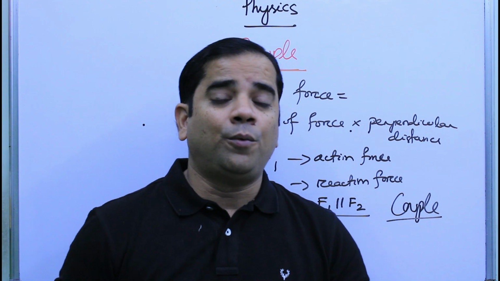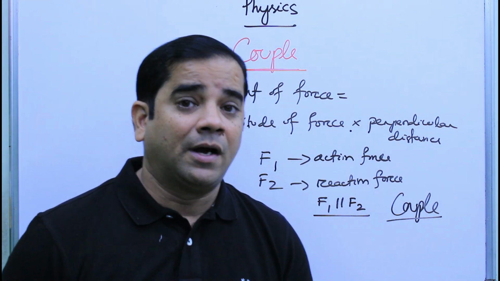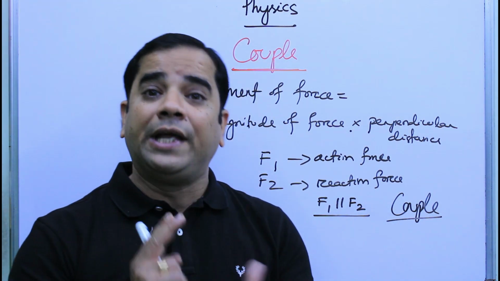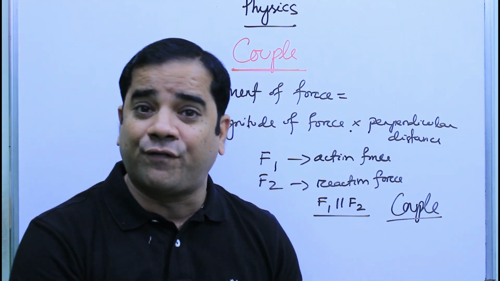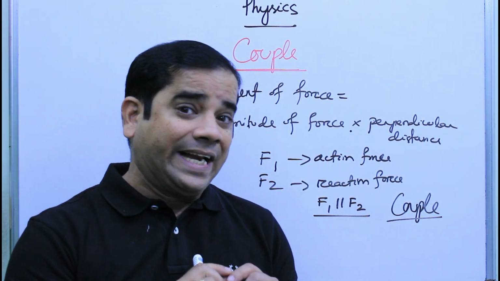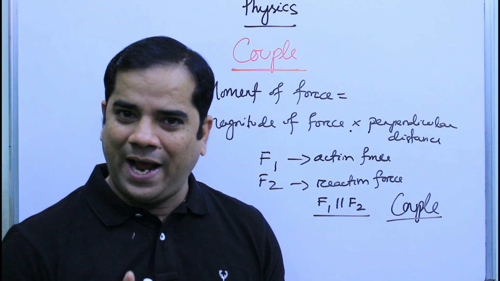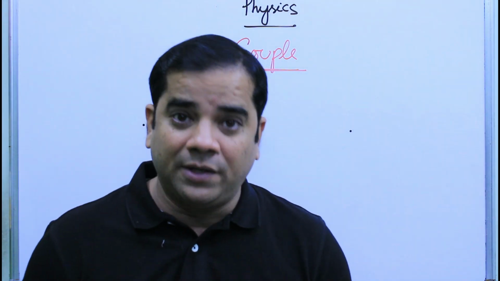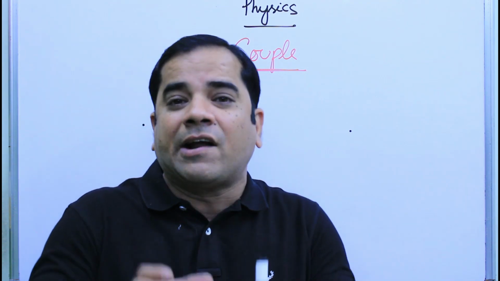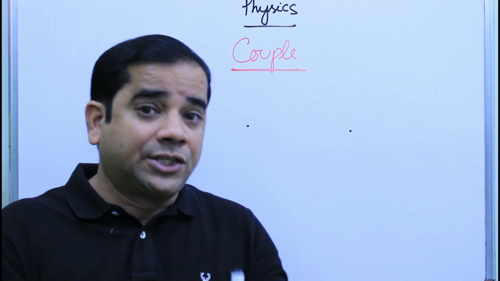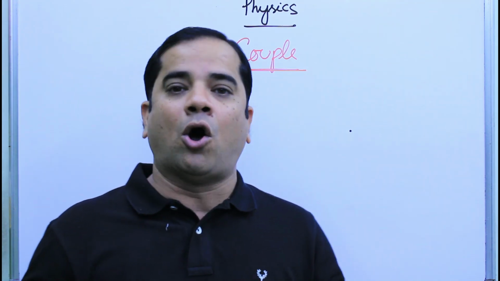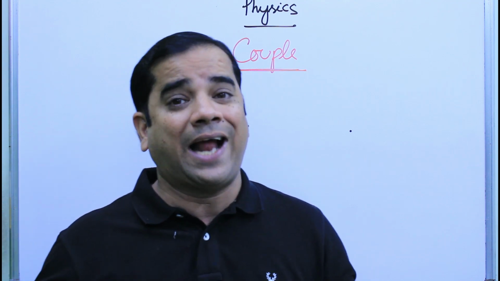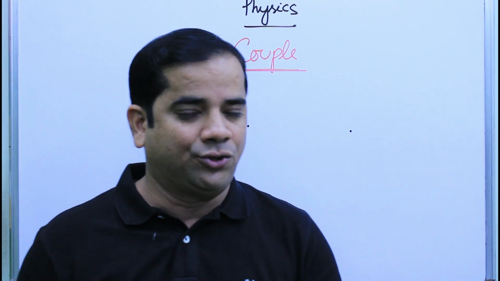Okay, so how can we define couple then? A couple can be defined as two equal and opposite parallel forces not acting on the same line. Okay, they form a couple. Students, from the discussion in couple, we come to know that the pair of forces that constitute the couple act in the opposite direction, parallel to each other, and they have the same magnitude.